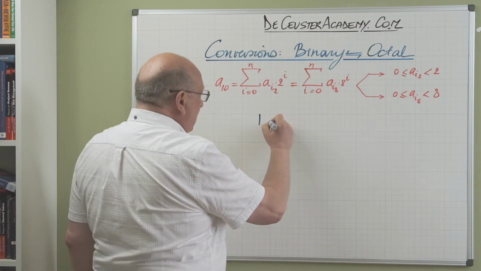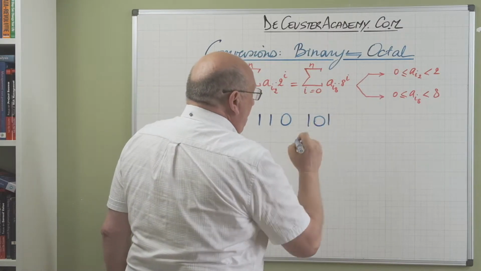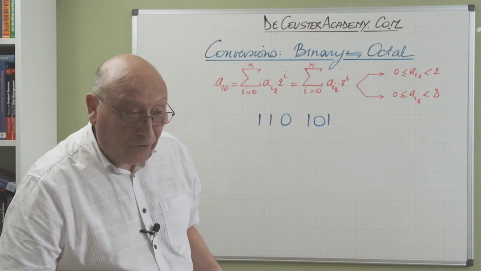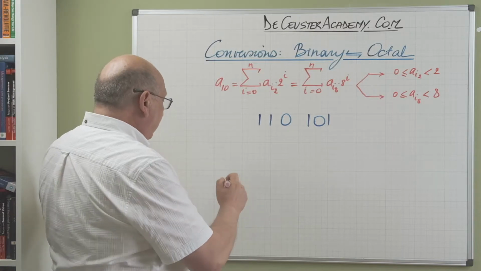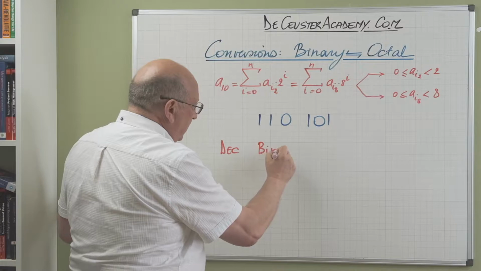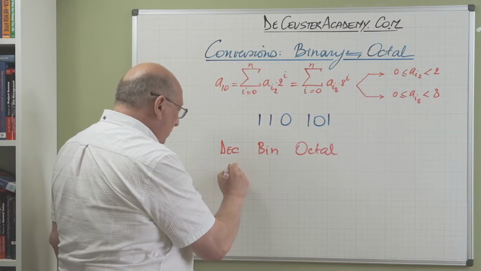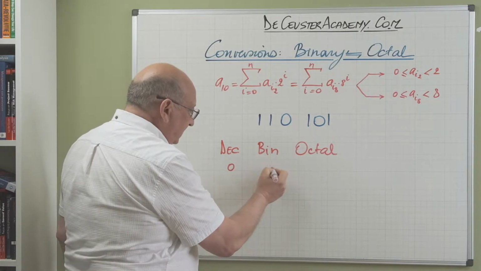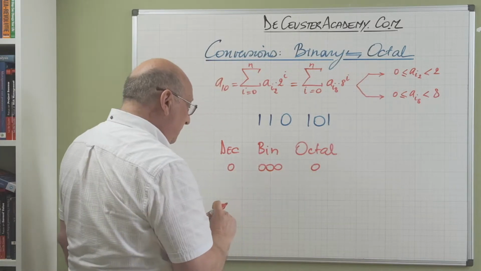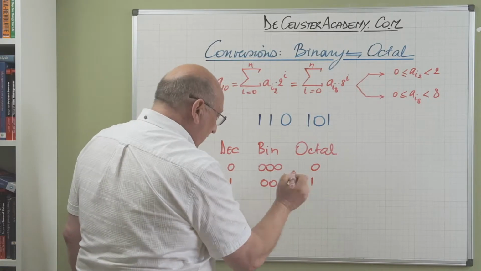So we have a binary number 110101. Now, in order to do this, let's first have a look at the difference between the decimal numbers, the binary numbers, and the octal numbers. When we look at the decimal number 0, in binary this is 0, 0, 0. In octal this is 0. The number 1 is 0, 0, 1.